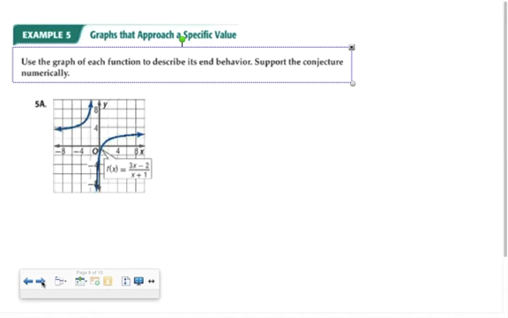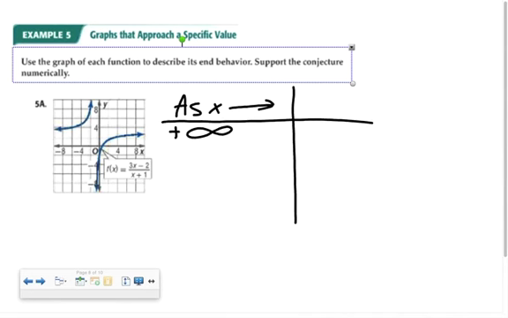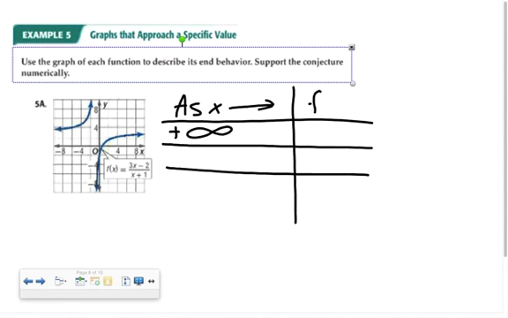Here we're looking at graphs that appear to be flattening out and approach a certain number. And so that gets a little bit more challenging to look at. We might want to use the same kind of table. As x approaches positive infinity, what's happening to f of x?